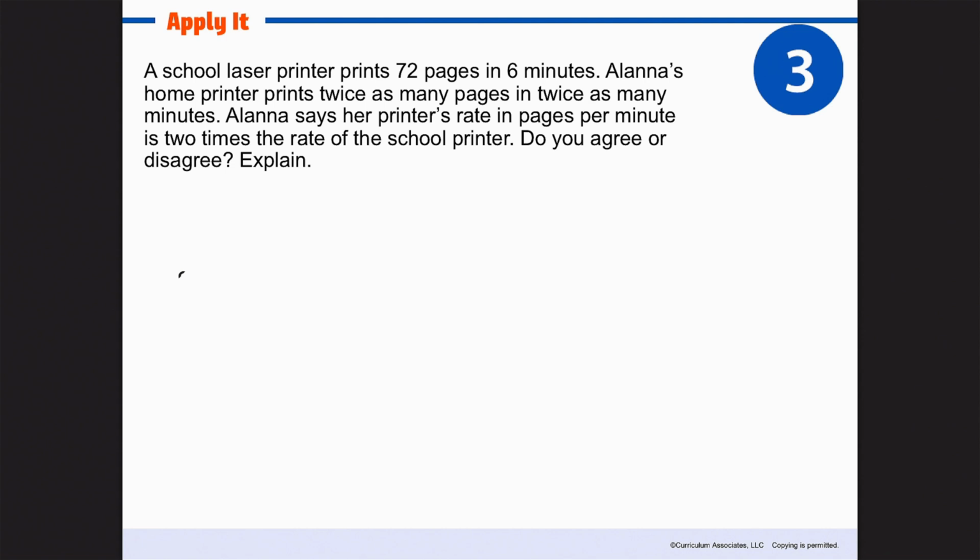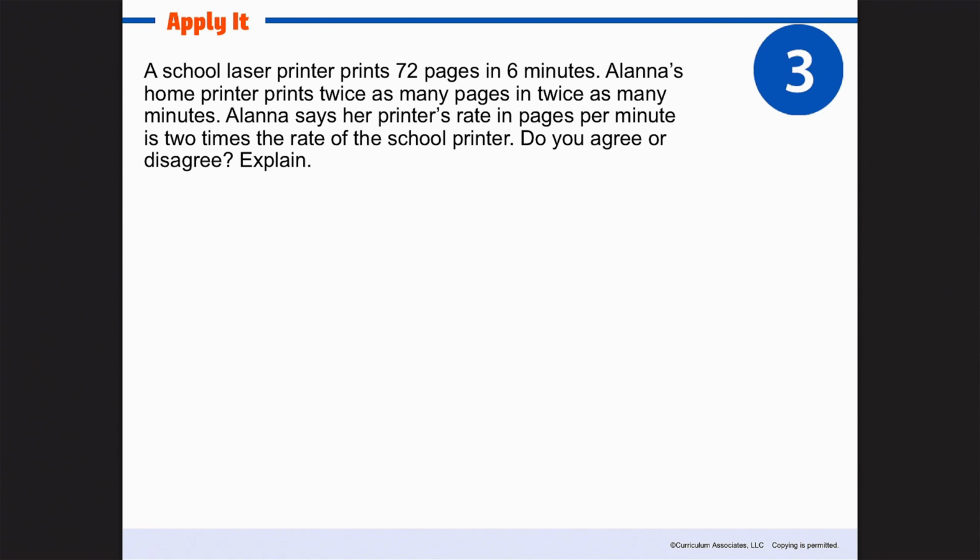Okay, now we're going to look at this problem about a school and home printer, sorry. A school laser printer prints 72 pages in 6 minutes. Alana's home printer prints twice as many pages in twice as many minutes. Alana says her printer's rate in pages per minute is 2 times the rate of the school printer. Do you agree or disagree?